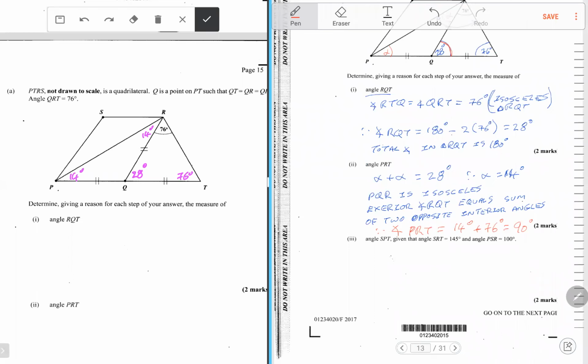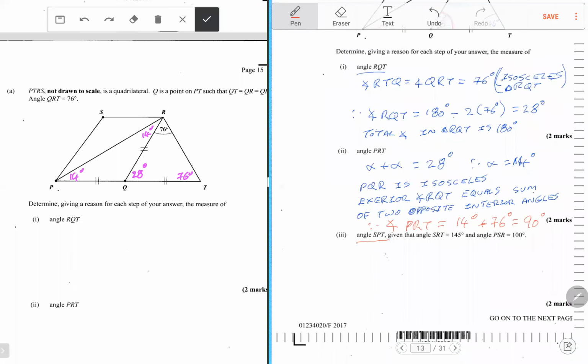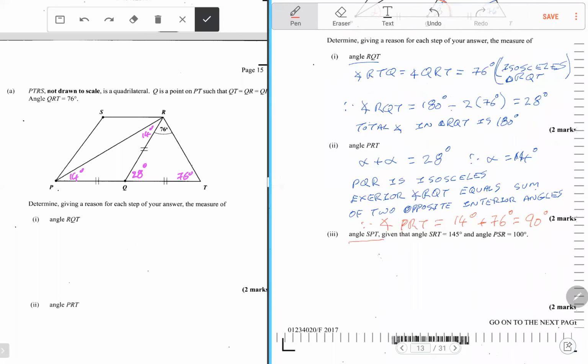We must find angle SPT. Next thing we want to find is angle SPT, given that angle SRT is 145. Let's write it: angle SRT. So basically what they're saying is that all of the angle across here, all of this, is 145 degrees.